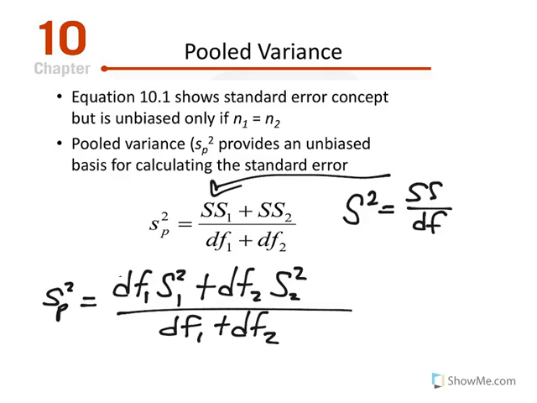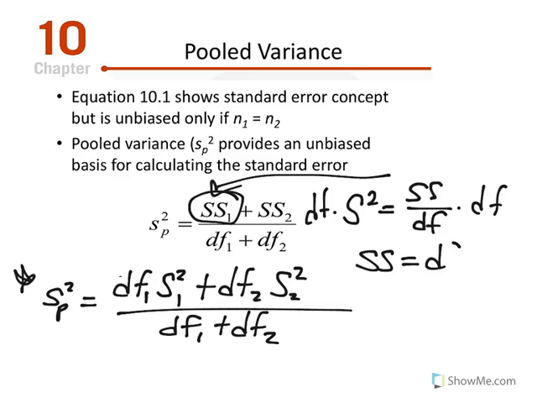Now, what would be a way of rearranging this equation so that I solve for SS? In other words, in the numerator of this second equation here, how would I express SS? Well, if I just use simple algebra, I would say we multiply by degrees of freedom here, degrees of freedom here. Now I can say that SS is the same as degrees of freedom multiplied by variance.